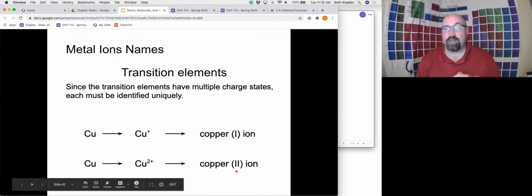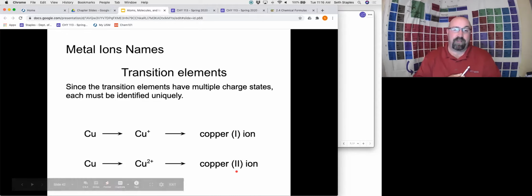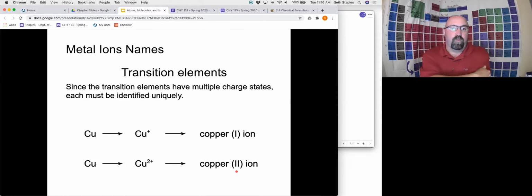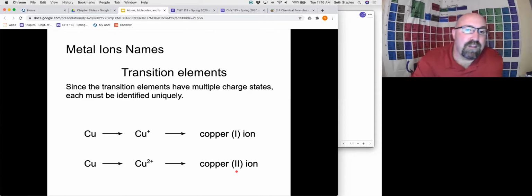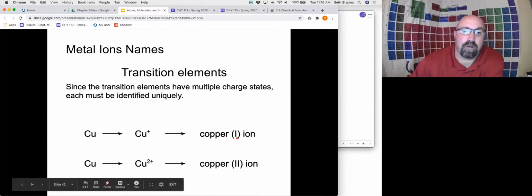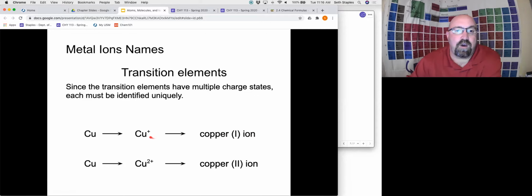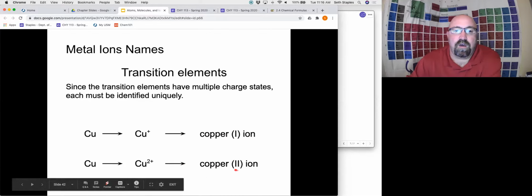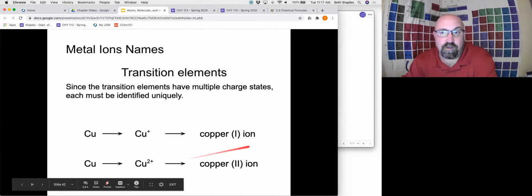If you're not familiar with the Roman numerals, get familiar with them, because we will be using them for naming our transition metal ions. And so here we have copper with a 1 for a Roman numeral. So a copper 1 ion means that we're talking about a copper ion with a 1+ charge. Copper 2 ion is a copper ion with a 2+ charge, and so on.